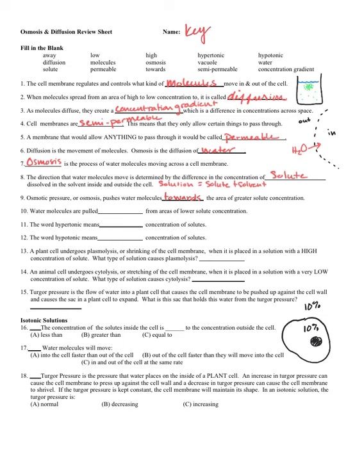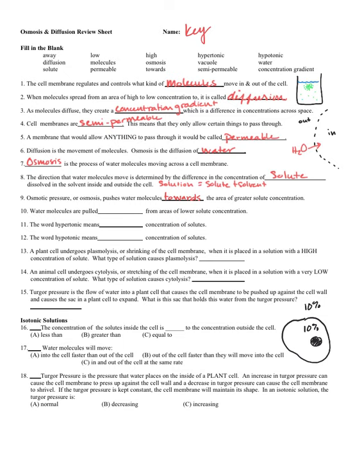Number 17, water will move, and then the answer is C, in and out of the cell at the same rate. A cell that is in an isotonic solution neither shrinks nor swells because the water can move in and out of the cell at the same rate.